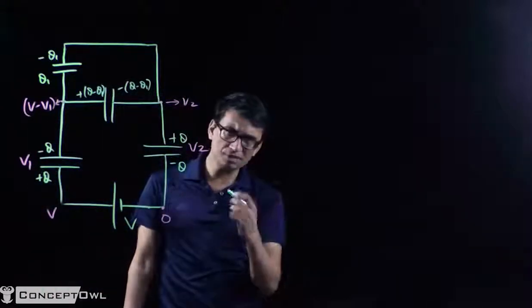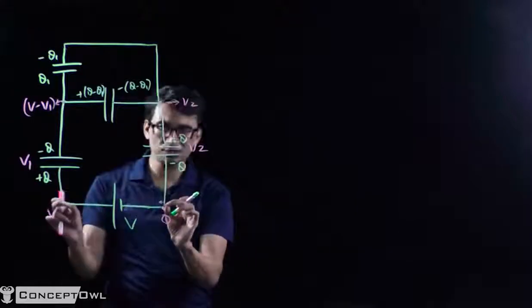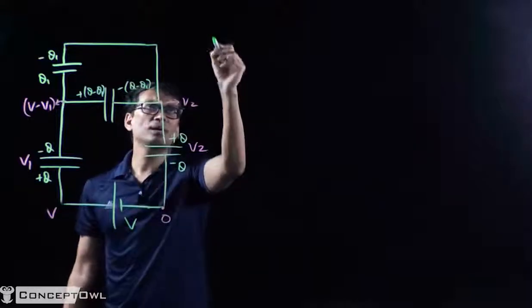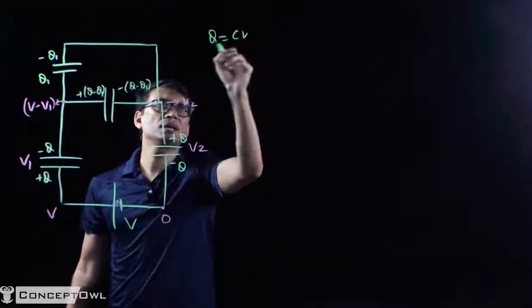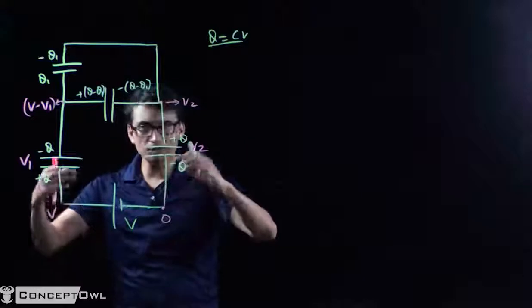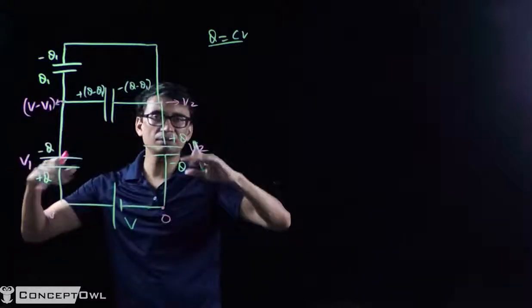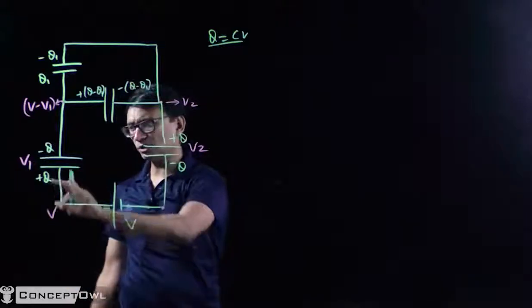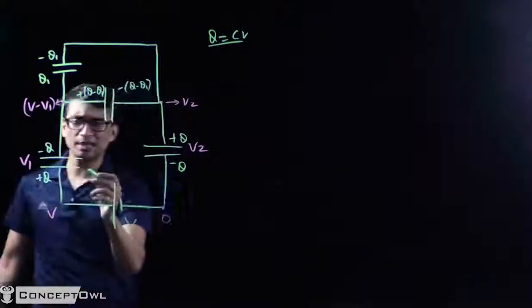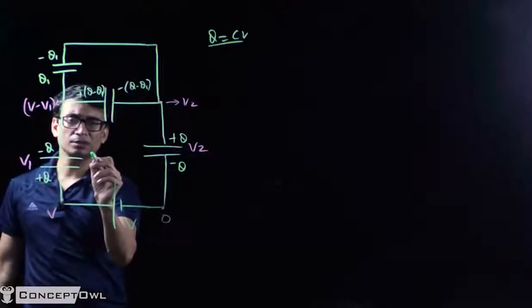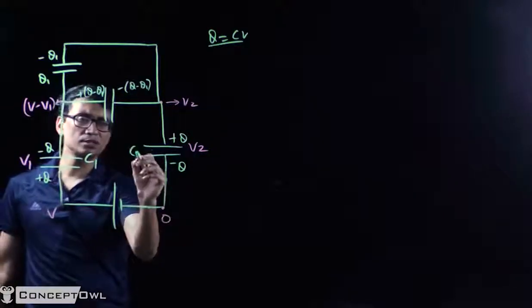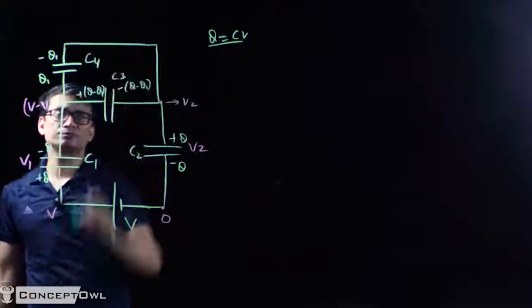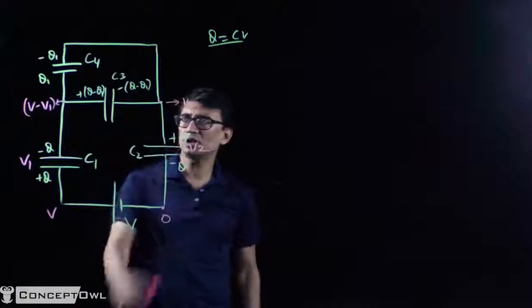Now, what did we say? If you want to find the effective capacitance, for each of the capacitors, we write the equation Q equals CV, and then we eliminate all the Q1, Q2, Q3 and V1, V2, V3, etc. So let's do that. By the way, let's give the capacitors names. This is my C1, this is my C2, this is my C3, and this is my C4. Now let's solve this.